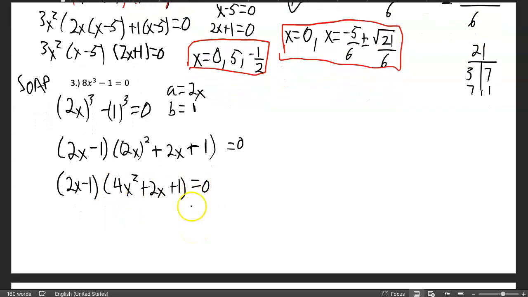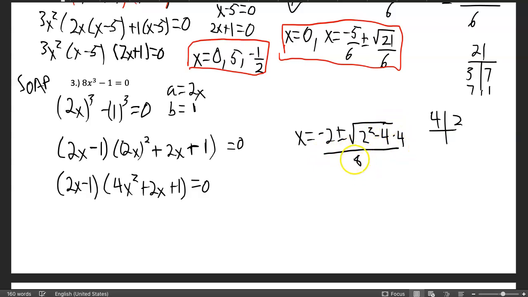Now let's see if we can factor 4x squared plus 2x plus 1. So we're looking for factors of 4 that add up to 2. Again, this isn't going to work. So we're going to need to use the quadratic formula for this squared part. We'll see that we get x is equal to negative 2 plus or minus the square root of 2 squared minus 4 times 1 all over 8. Or this will be negative 2 plus or minus the square root of 4 minus 16 over 8.